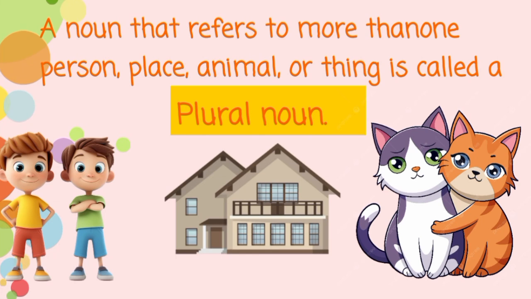A noun that refers to more than one person, place, animal, or thing is called a plural noun. Here we have two boys, two houses, two cats. So these are plural nouns because they are more than one.